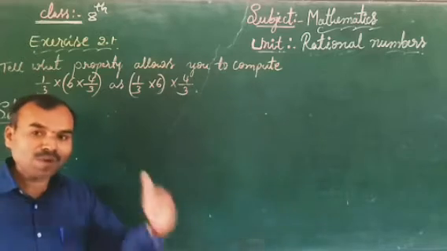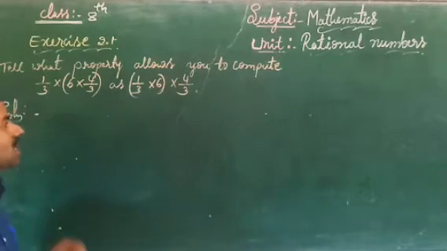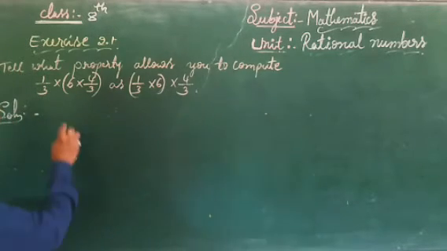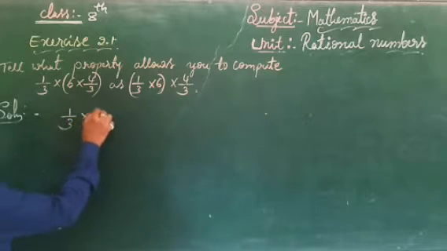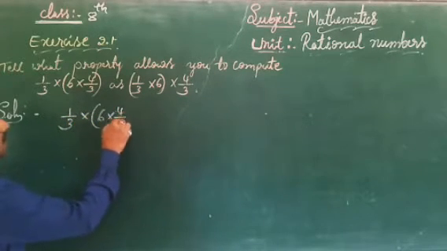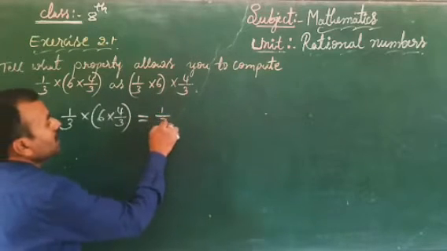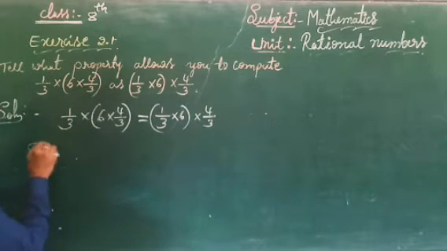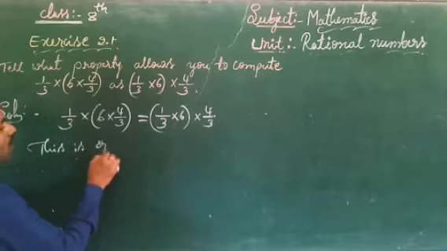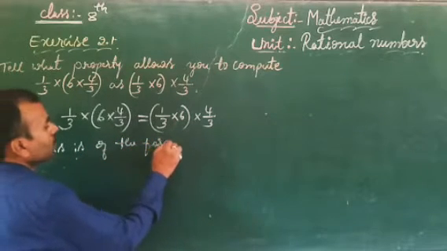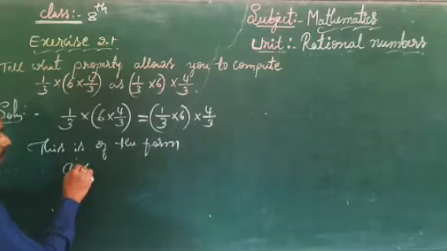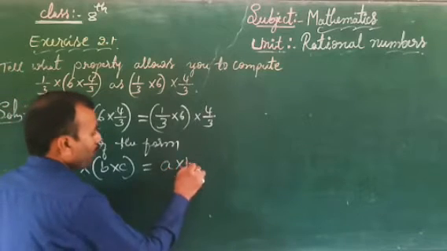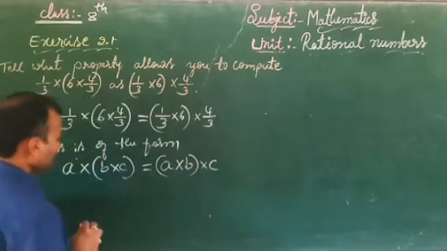Just observe it. We already know all the properties, isn't it? Just observe it and write this. Which property does this one belong to? Write down 1 by 3 into 6 into 4 by 3 equals 1 by 3 into 6 into 4 by 3, as this is of the form A of B into C equals A into B of C.